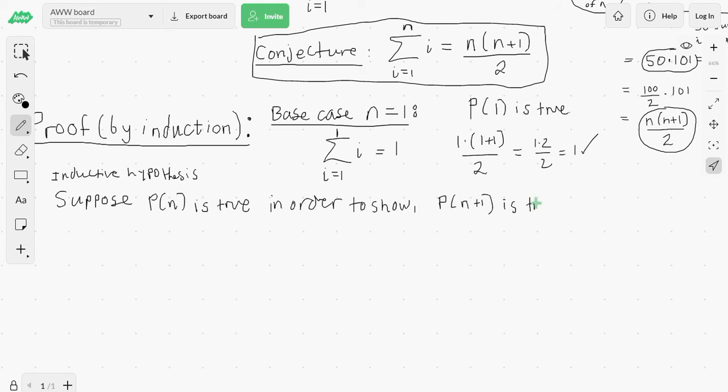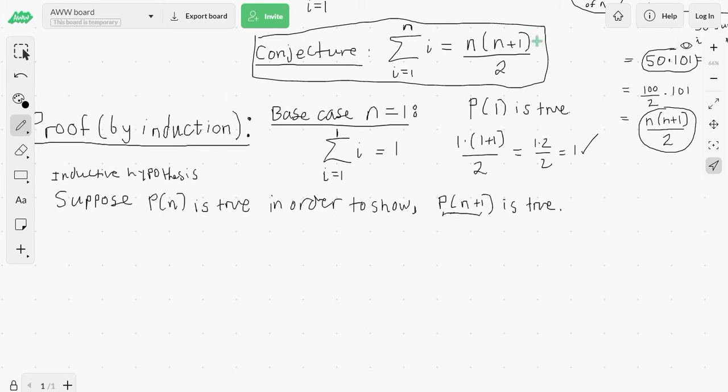So basically, induction is kind of like a domino effect. If we show that the base case holds, and then we suppose that P of n is true, and we're able, from that assumption, to prove that P of n plus 1 is true, we have proven it by induction. That's the idea, because if P of 1 is true, then we can show that P of 2 is true. And if P of 2 is true, then we can show that P of 3 is true, and all the way up to n plus 1. So anyway, we want to suppose that P of n is true in order to show P of n plus 1 is true.